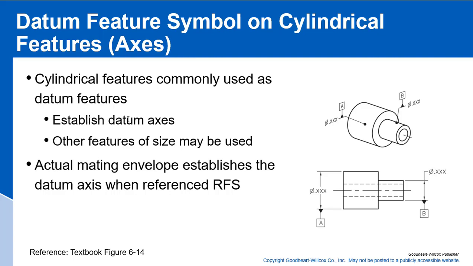They establish a datum axis. So when you establish a datum on a feature of size, what you're doing is creating an axis through that part. And then, of course, other features may be used, but the actual mating envelope establishes the datum axis when referencing at RFS. And we're going to talk about that point in a minute.